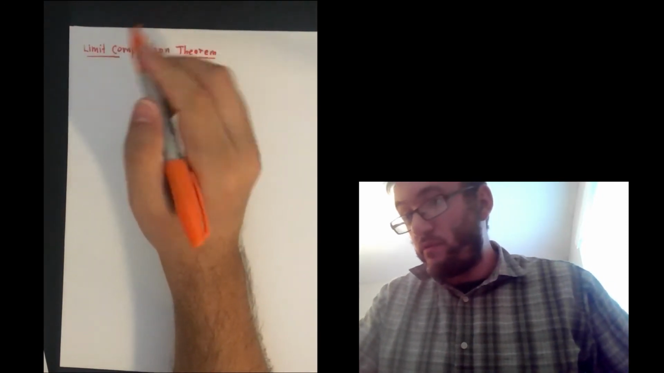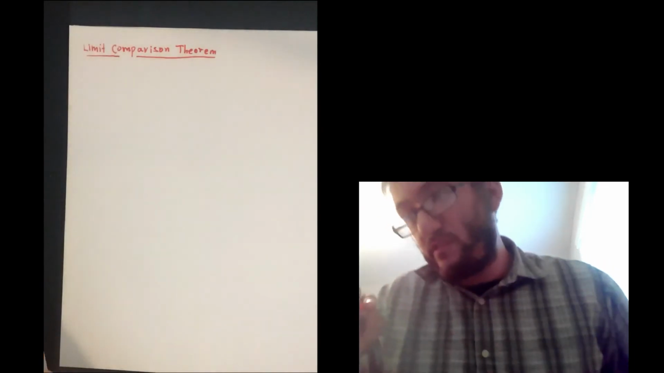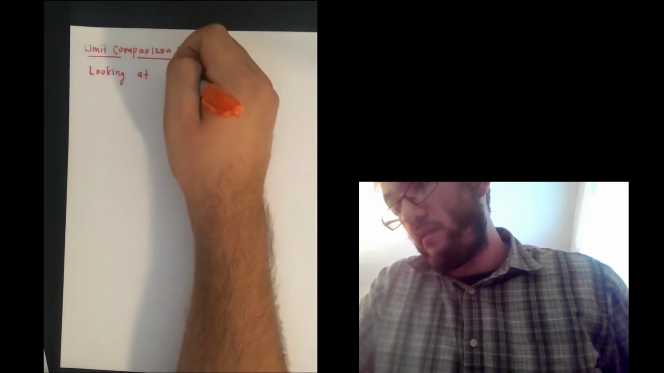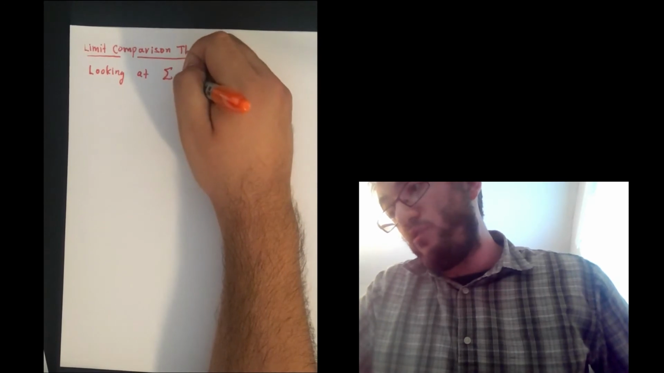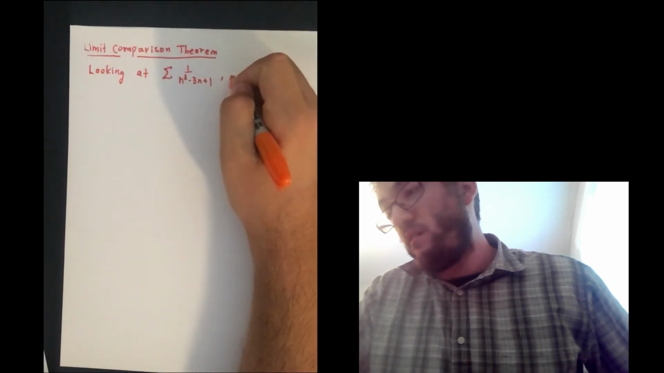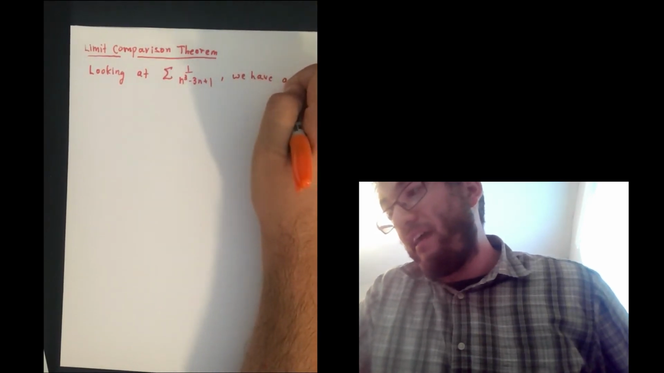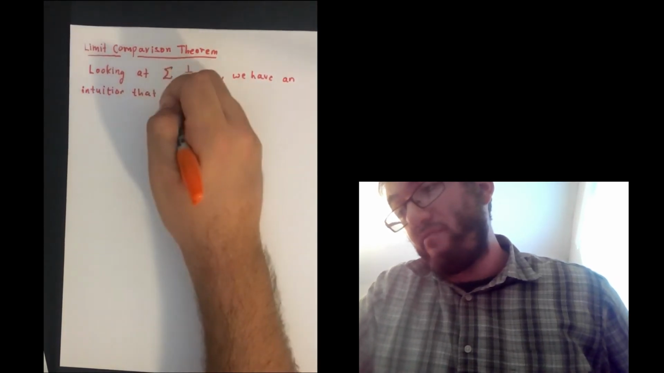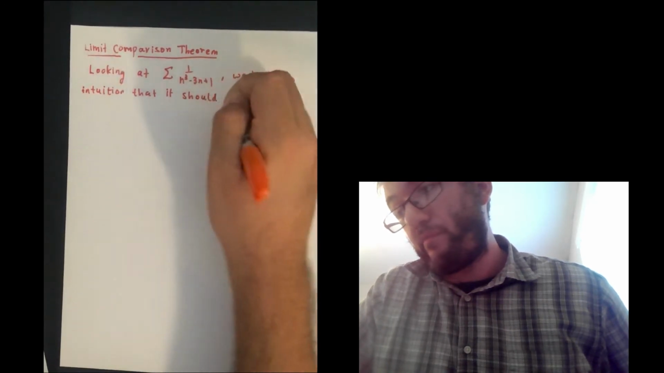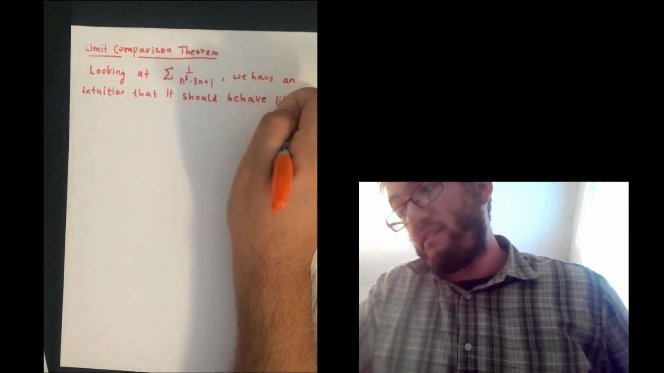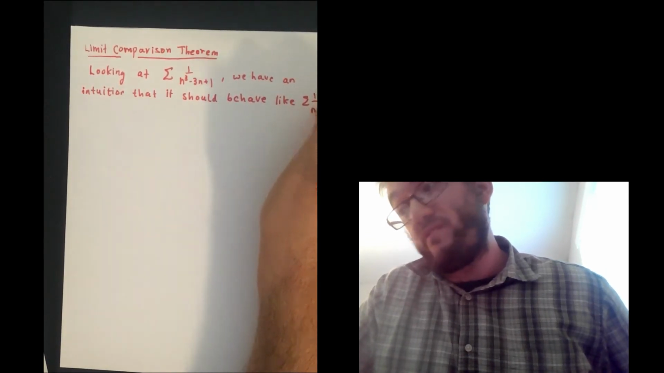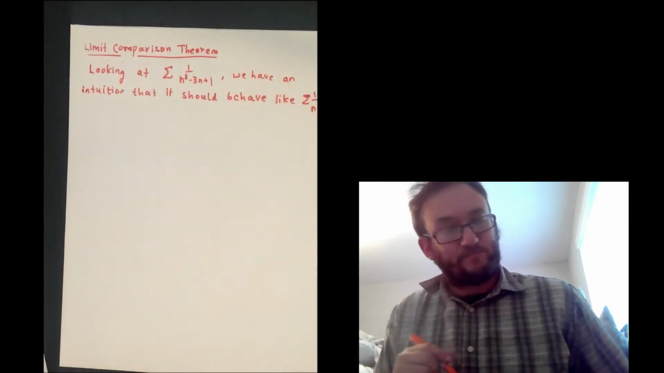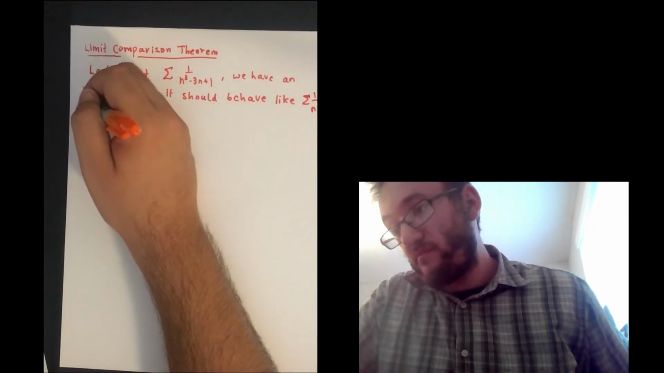Okay, so just in terms of the examples we just did, looking at the series 1 over n cubed minus 3n plus 1, we have an intuition that it should behave like the series 1 over n cubed, even though ultimately that wasn't the series we ended up comparing it to, but that was the series that we think it should act like. So the limit comparison theorem is as follows.